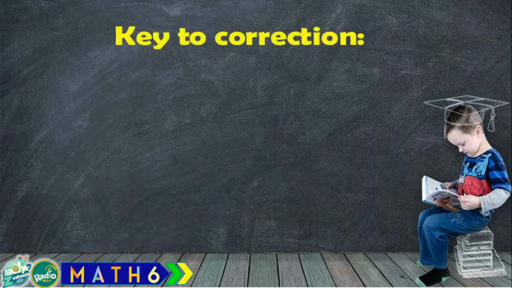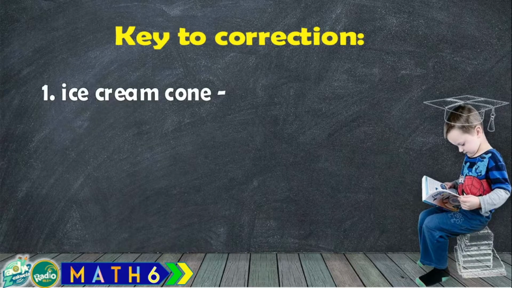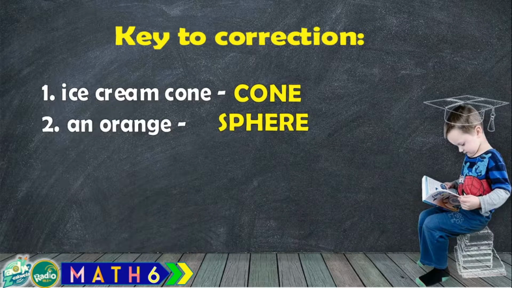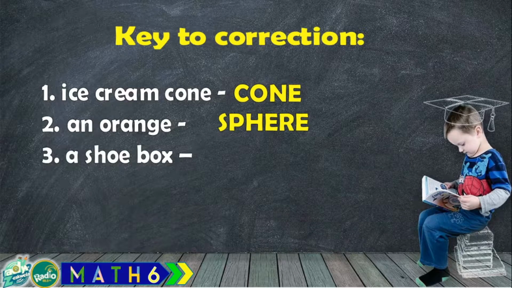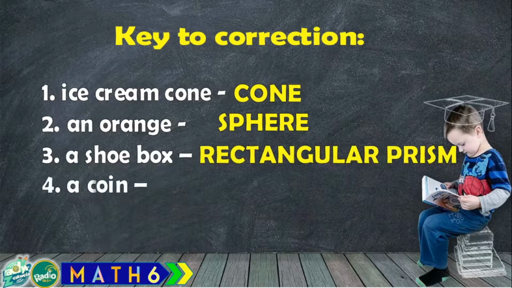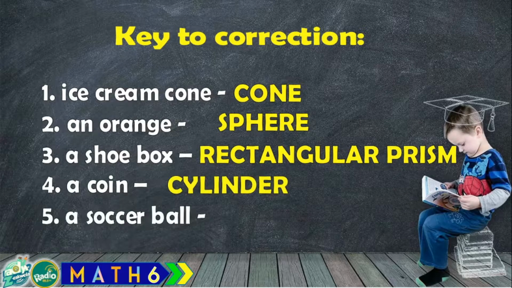Ballpens up, let's see if you get the correct answers. For a solid figure number 1, ice cream cone, what is your answer? Very good, the answer is cone. For number 2, a solid figure orange represents, very good, a sphere. Number 3, a shoebox represents, correct, it's rectangular prism. Number 4, a coin, correct, it's cylinder. And for number 5, a soccer ball, you got it right, it's sphere.